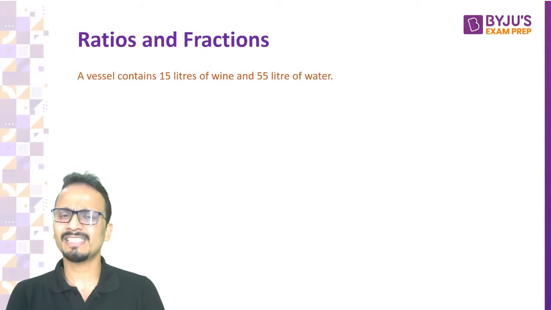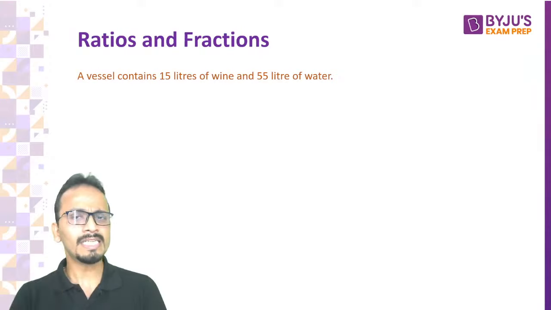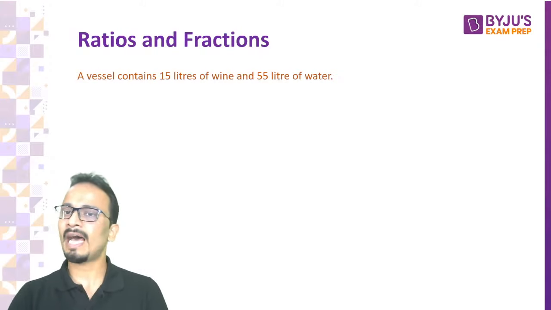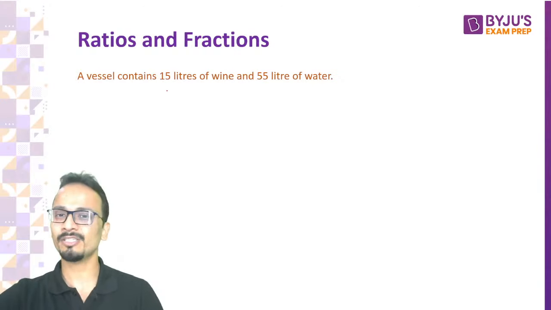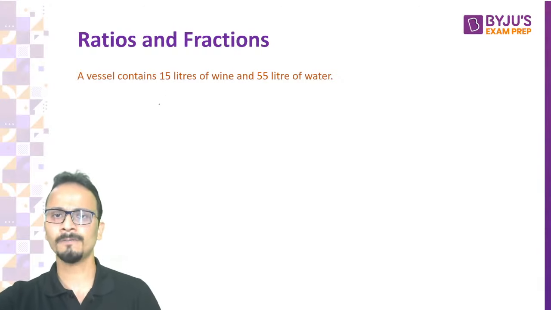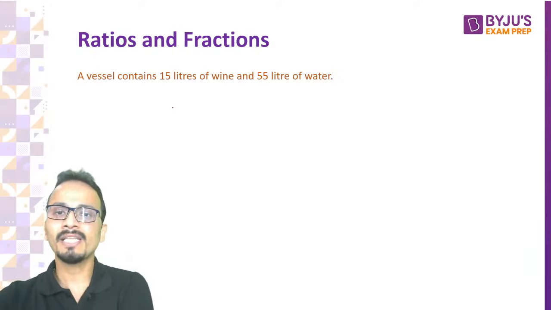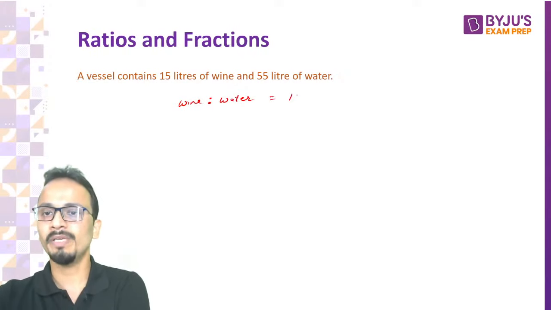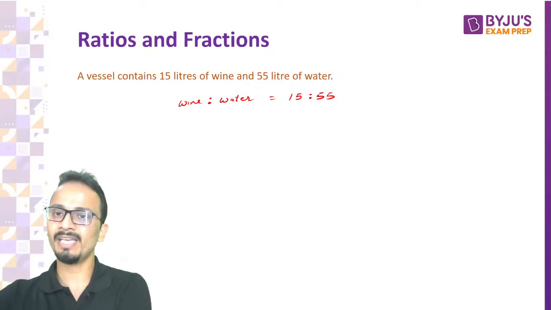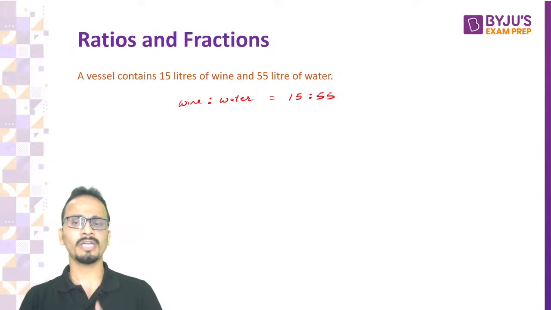Let's say a vessel contains 15 liters of wine and 55 liters of water. If I have to calculate the ratio of wine and water, I'll write it like this, and this ratio will be 15 is to 55. So the quantity of wine is 15 and the quantity of water is 55.